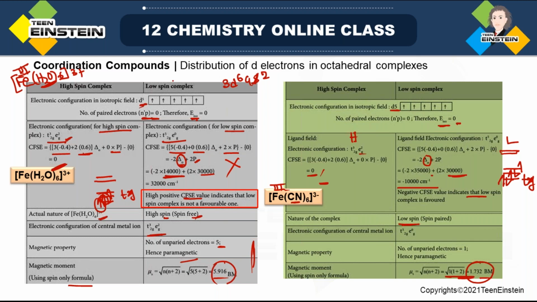And how to choose between high spin and low spin? So when it is water ligand, weak field ligand, high spin complex favored, which is clear from the calculation. When it is cyano, that is strong field ligand, then from both calculations it is clear that low spin is favored. Okay? Any doubt?